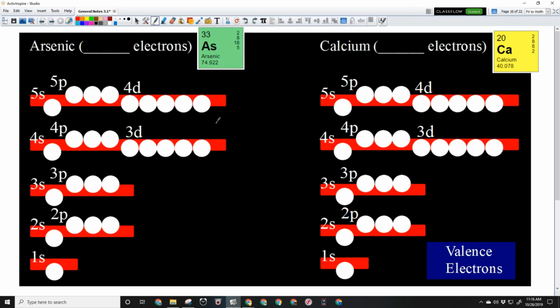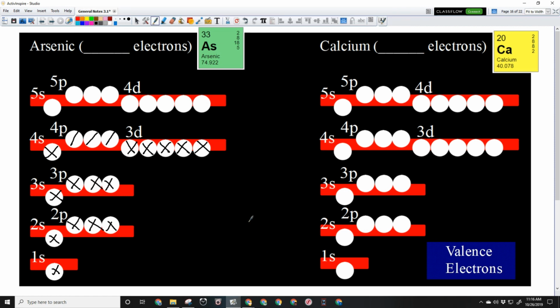Okay, so let's look at an example of valence electrons. So if we do the diagram for arsenic, which has 33 electrons, 1, 2, 3, 4, 5, 6, 7, 8, 9, 10, 11, 12, 13, 14, 15, 16, 17, 18, 19, 20, 21, 22, 23, 24, 25, 26, 27, 28, 29, 30, 31, 32, 33.